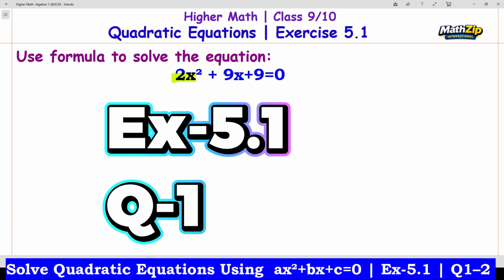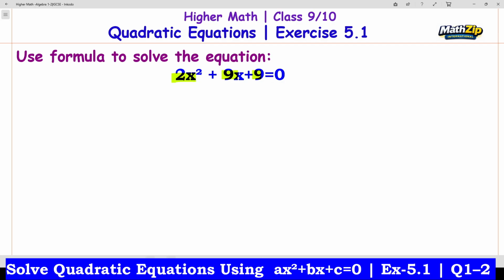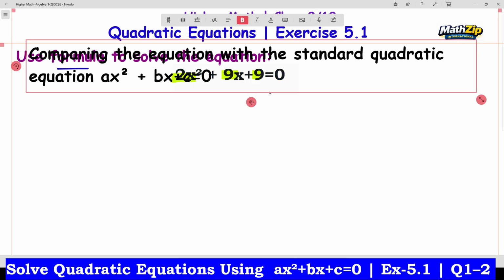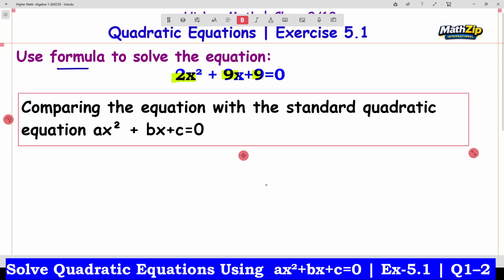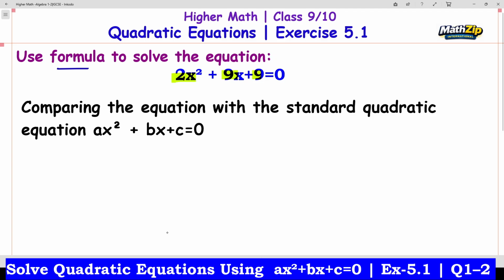2x square plus 9x plus 9 equals to 0. We are going to solve this quadratic equation by formula. So we can write this one first. Compare. We need to compare the equation with the standard quadratic equation, which is ax square plus bx plus c equals to 0.